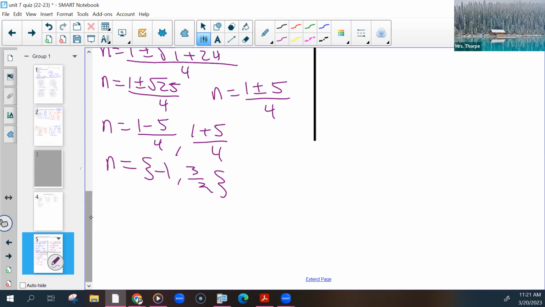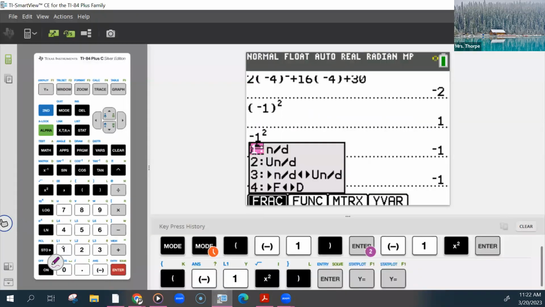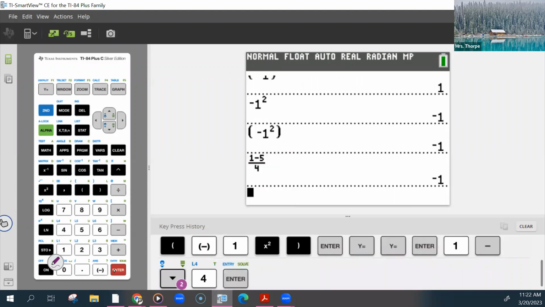Sid, did you have a question? So you can either put this on your calculator all at once, so if I go 1 minus 5 all over 4, or you can do 1 minus 5 divided by 4. Either or. And then the same thing with the other one.